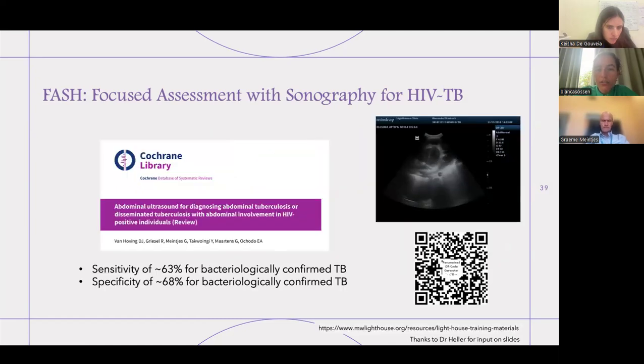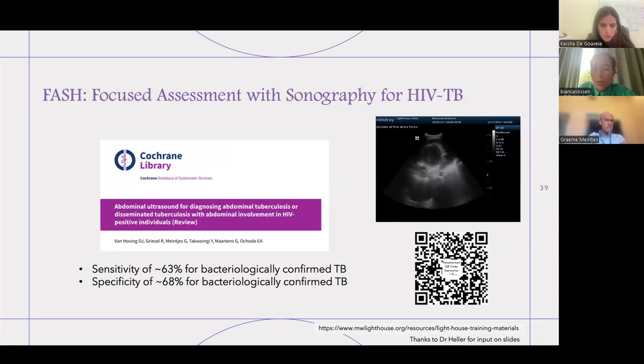With regards to its actual accuracy, the sensitivity of all those various checks that I've just mentioned sits at around 63% for bacteriologically confirmed TB. And then the specificity sits at around 68%. And of course, we know that we are likely to have specificity issues in these cases, because if you think about all those various fluids or intra-abdominal nodes, there's many potential causes in this patient group. And so all of this testing needs to be followed up with microbiological confirmation.